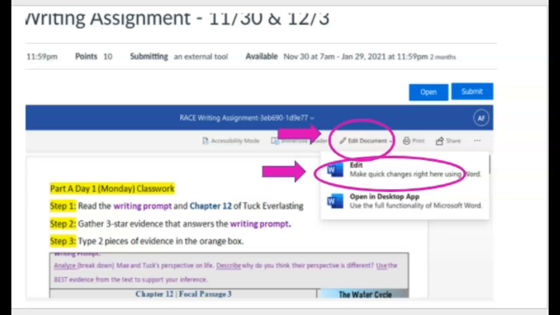Now listen super carefully so you know how you can access it. First, you're going to click Edit Document towards the top. Then, when the drop-down menu comes up, you're going to click Edit. After that, you should be able to type. Like I said earlier, we're going to continue working on this on Thursday, so do not hit Submit quite yet until you've completed our Thursday lesson. All right, so do not hit Submit until you've completed the Monday classwork and the Thursday classwork.